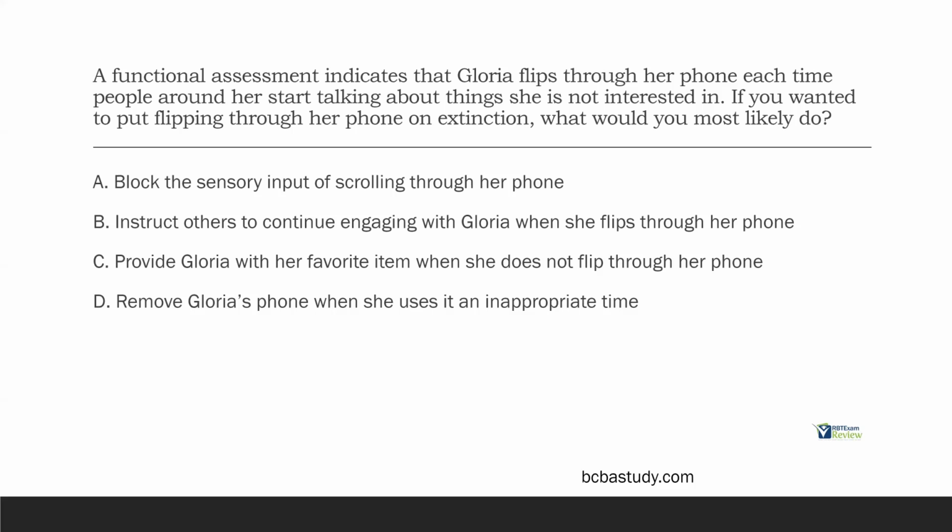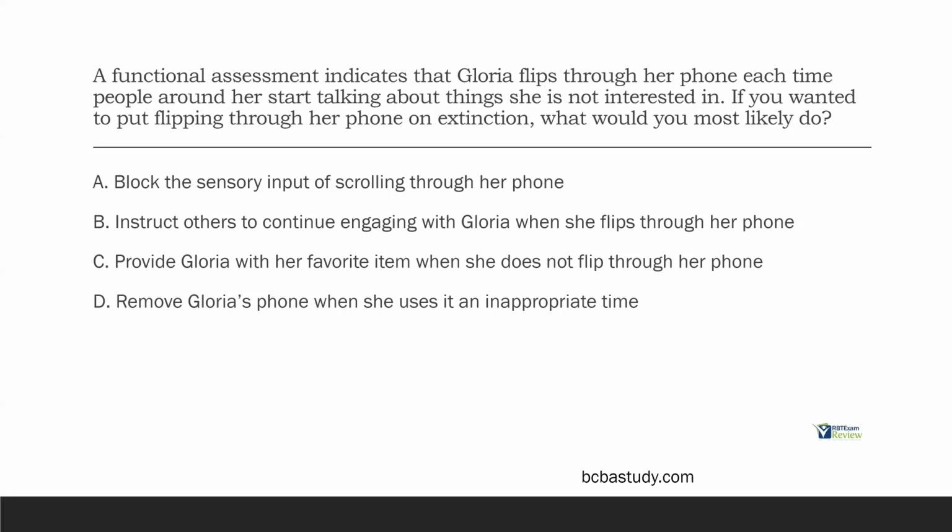Is it automatic or sensory? No, because it involves a second party, right? Remember, automatic sensory means essentially alone, right? Not alone. Gloria is escaping the conversation, right? These people around her start talking about things she's not interested in. All of a sudden, she's flipping through her phone, so she's not in the conversation. She's escaped the conversation. So if we want to put flipping through phones on extinction, we need to figure out a way to block escape.